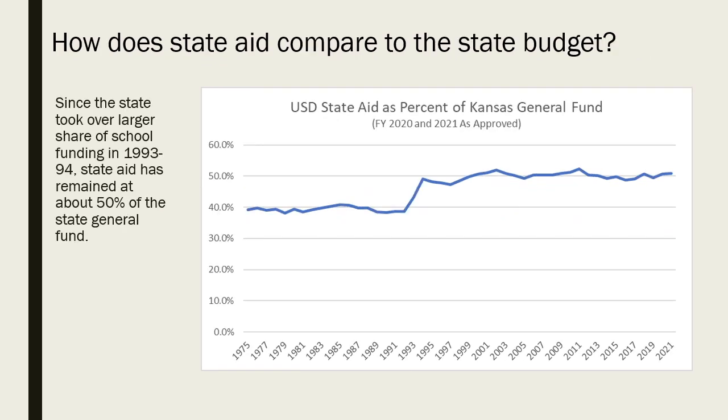Education funding has also not increased as a percent of the state budget. Since the state took over a larger share of school funding in 1993 to 94, state aid has remained about 50% of the state general fund budget ever since. So while going up on a per pupil basis, state aid has not significantly changed one way or another as a share of the Kansas general operating budget.